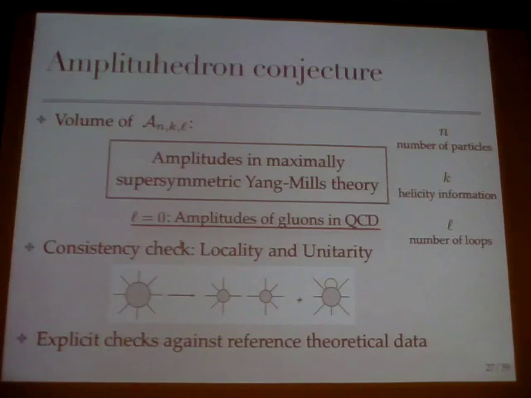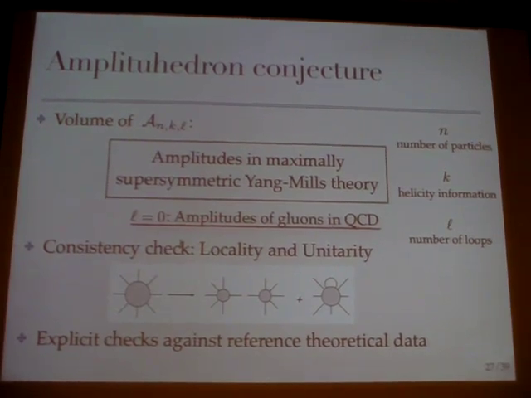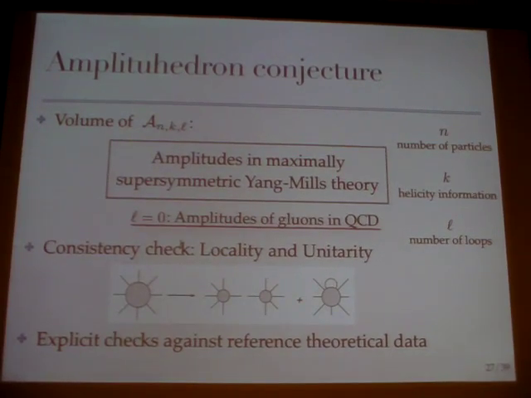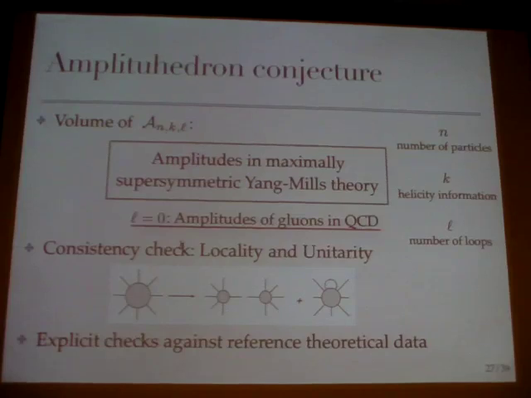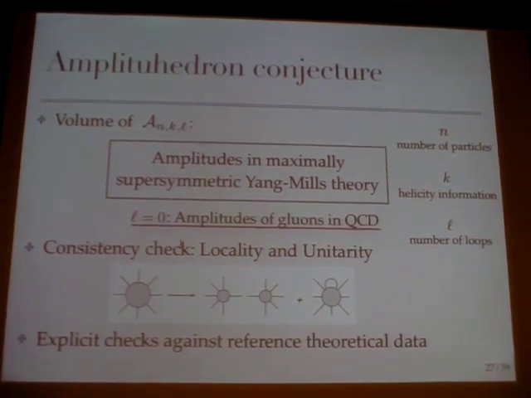Okay, but what is the relation to amplitudes? The volume of this space is the scattering amplitude. In particular, the volume of this space gives the integrand of the amplitude in maximally supersymmetric Yang-Mills theory in the planar limit. This is our toy model. Here n corresponds to the number of particles, k carries some helicity information, and l is the number of loops. For l equals 0, these are tree-level amplitudes, and these are tree-level amplitudes directly of QCD gluons.